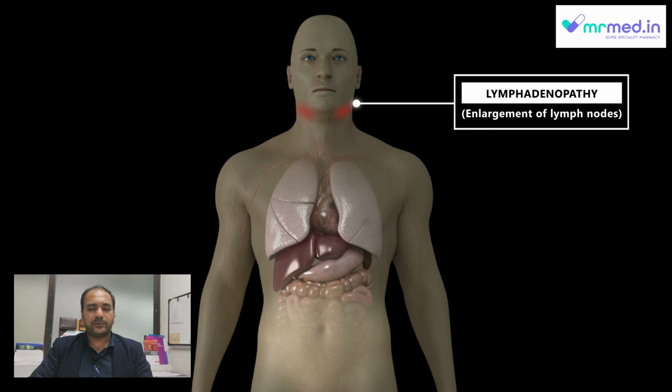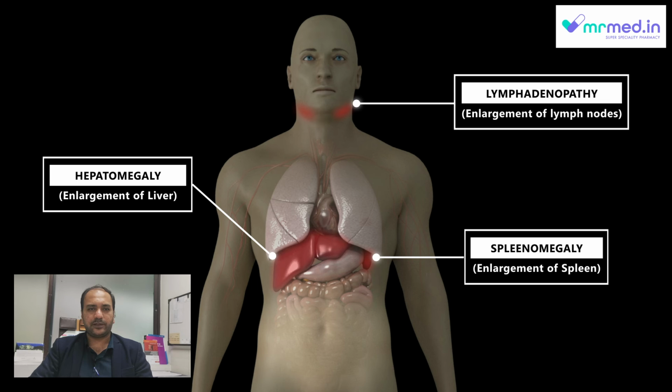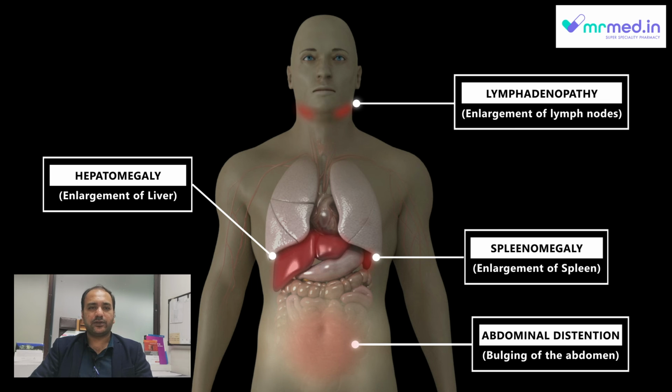And there is enlargement of the liver and spleen. Something happens called hepatomegaly, which is enlargement of the liver, and splenomegaly, enlargement of the spleen. So the patient usually presents with abdominal distension or bulging of the abdomen. Child usually presents with bulging of the abdomen. So these are some of the common presenting symptoms in blood cancer.